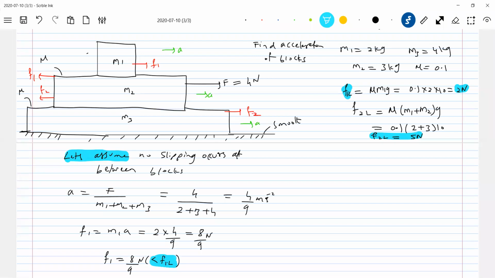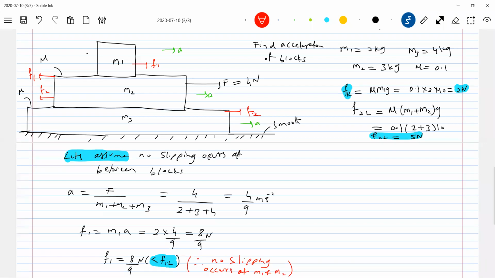So no slipping occurs at 1, 2. What I assumed, that no slipping occurs between blocks 1 and 2, is correct. So what is the conclusion I should make? Therefore, no slipping occurs at M1 and M2. Got it, no?